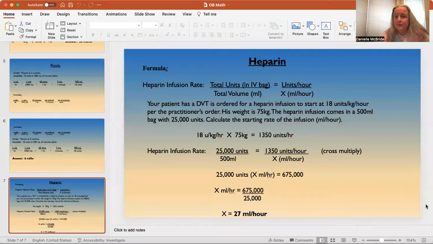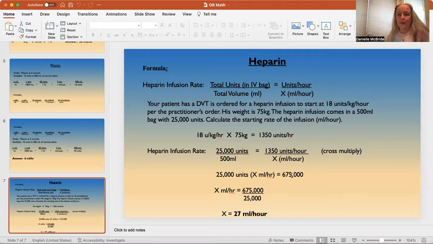Hi, everybody. This is just a quick recording to show you an easy way to calculate heparin. In our PowerPoint that has some calculations, we have this heparin one. It shows a great way to calculate it out, but it has cross multiplying and all sorts of stuff. So let's look for an easier way to solve this.